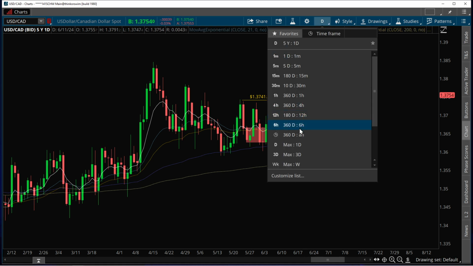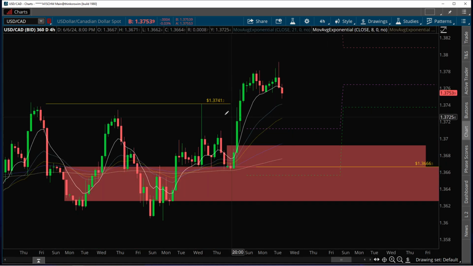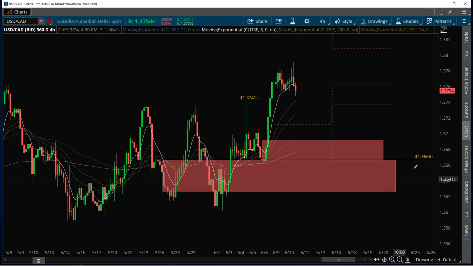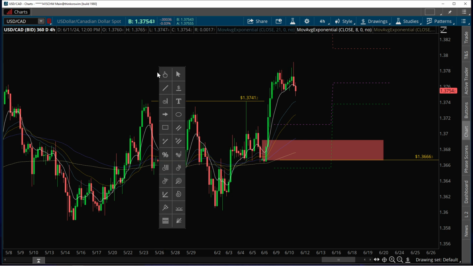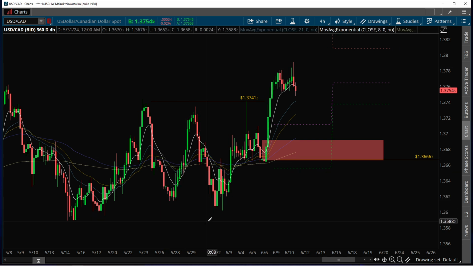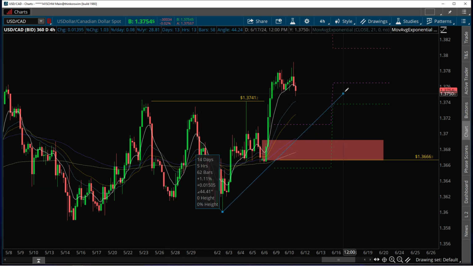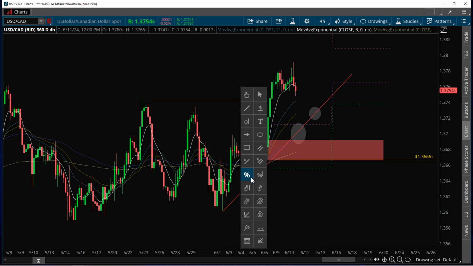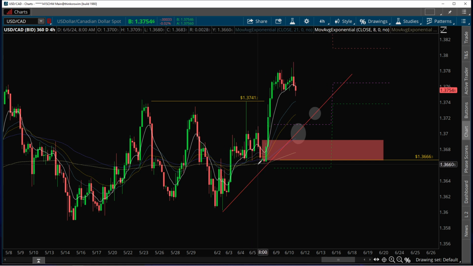Let's go 4 hour. All right, so this is the top of our weekly order block. I'll remove this. We also got trendline traders, right? Trendline traders are going to be looking to pull the trigger. All right. We have retrace traders, right? 50% retrace traders are going to be pulling this.